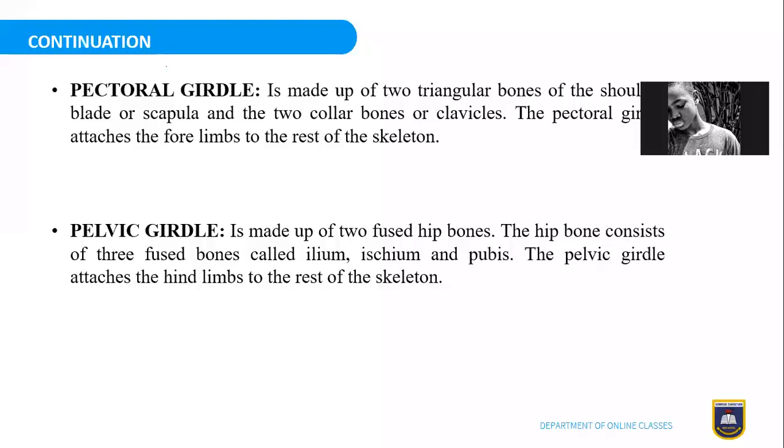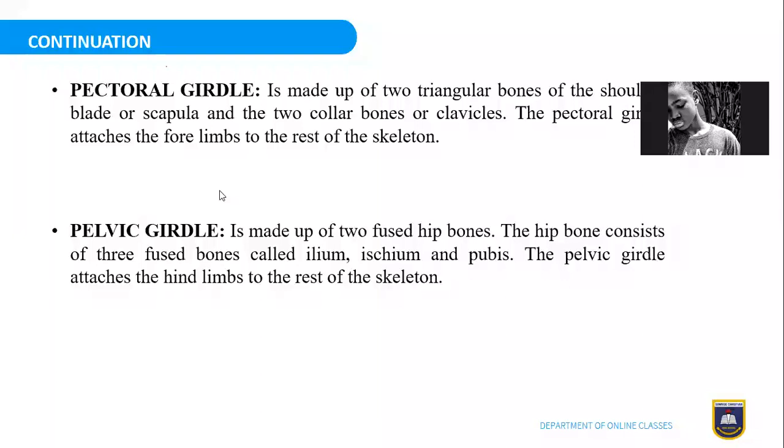When we talk of the pectoral girdle, the pectoral girdle is the bones that allow the hand or the forelimb to attach itself to the main body, the axial skeleton. And the pelvic girdle is the bones that allow the leg or the hind limb to attach itself to the axial skeleton. I believe we are following.